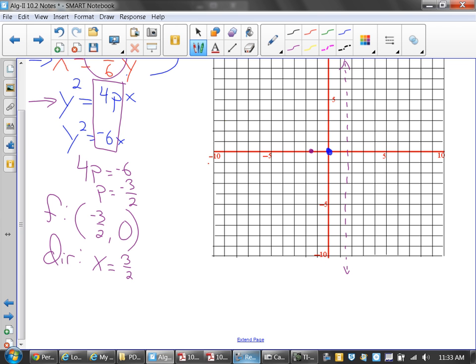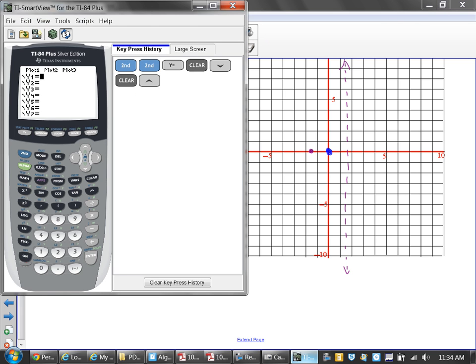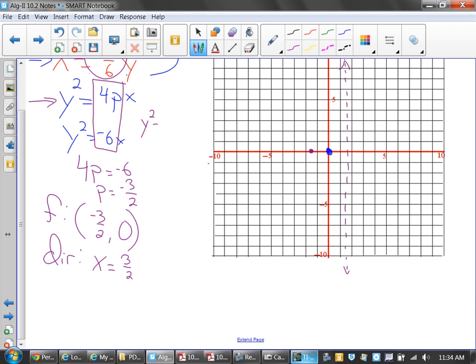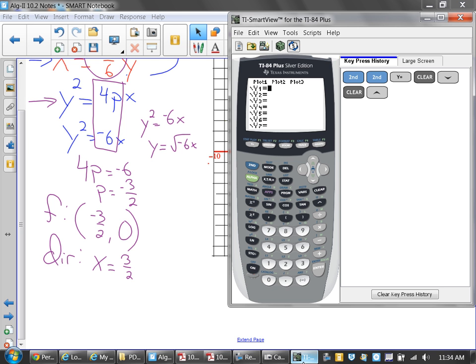We need to decipher how wide open or how narrow the curve is going to look. We use our calculator. Now, in your calculator, what I want you to do is go to your y equals, and right now we have the following equation: y squared equals negative 6x. Our button on our calculator is y equals. How do I get y equals out of this? Square root it. So in the y equals, just type in y equals the square root of negative 6x. For what values though?